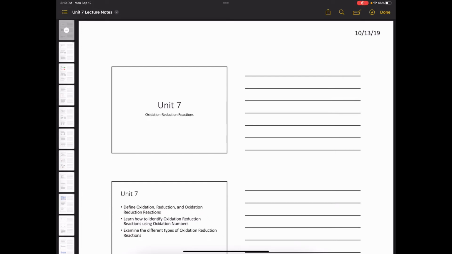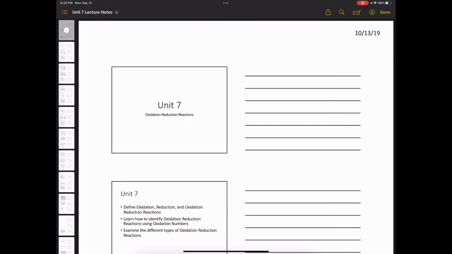So now that we talked about the precipitation reactions and we also talked about acid-base neutralization reactions, in Unit 7, we're going to talk about oxidation-reduction reactions, which is chemistry that focuses on the transfer of electrons, the gaining and losing of electrons for elements or for atoms participating in these kinds of reactions.